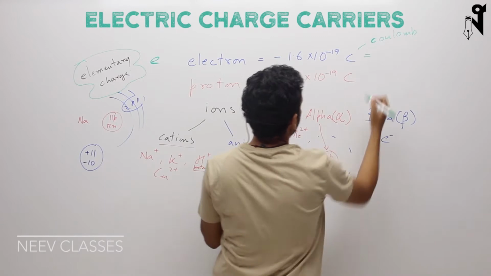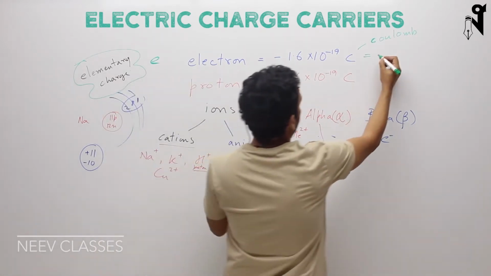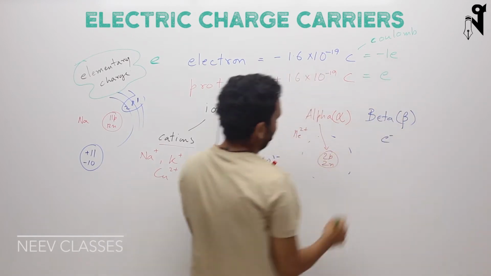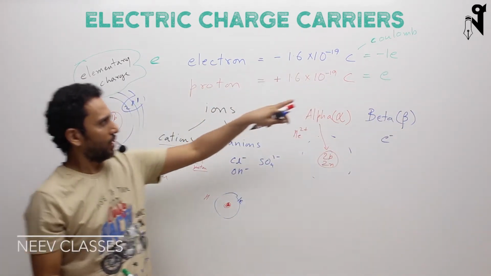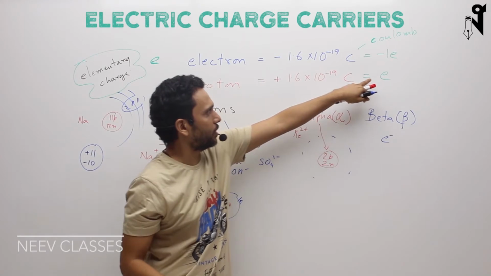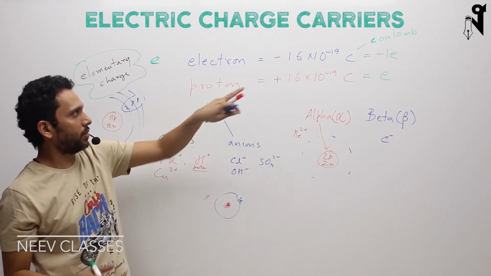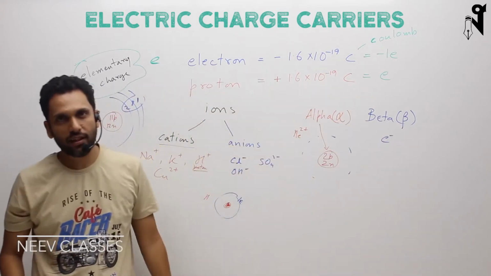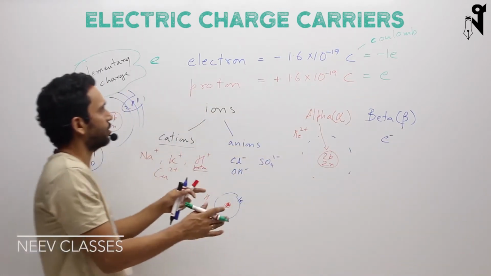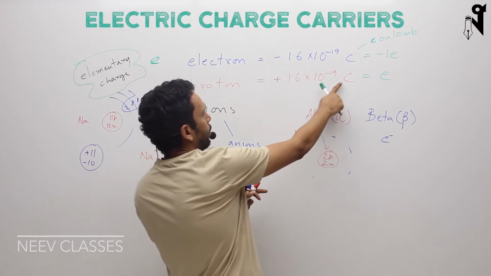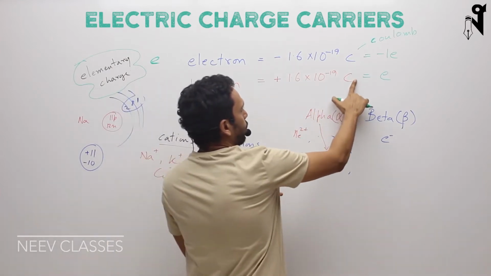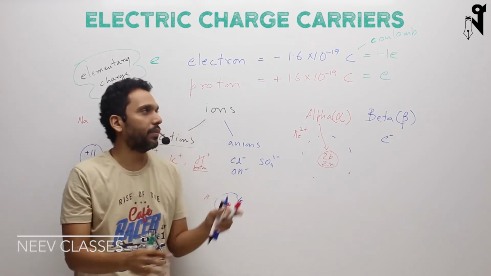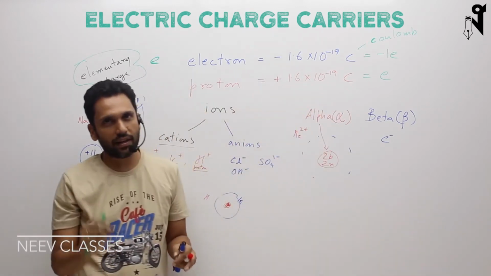An electron has a charge of minus 1e, and a proton has a charge of plus e. Even though e is a letter which depicts the electron charge, the electron has a minus e charge and a proton has a plus e charge. e is a positive quantity. It is 1.6 into 10 power minus 19 coulombs. And all charged particles will come in multiples of e, that elementary charge.